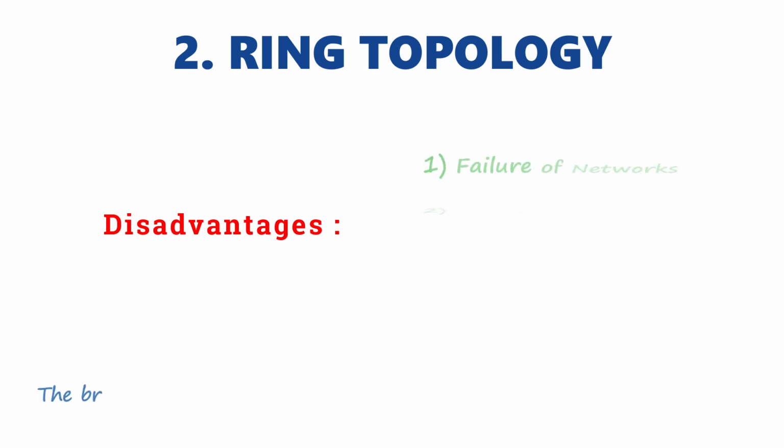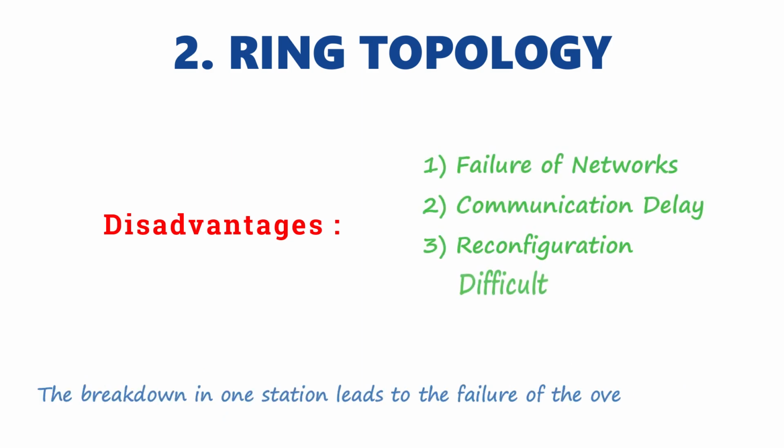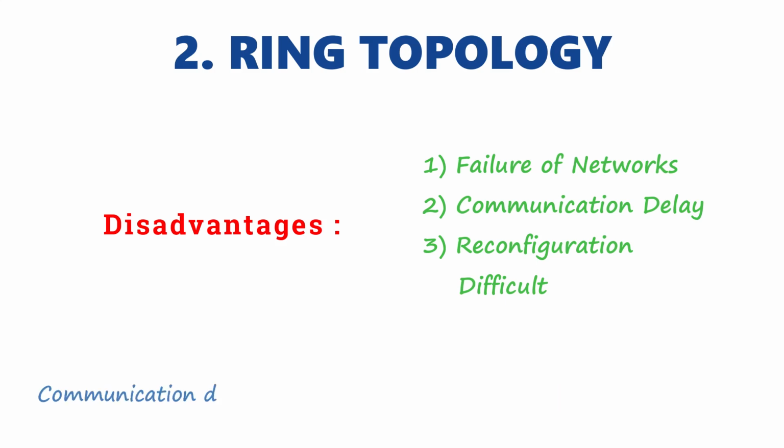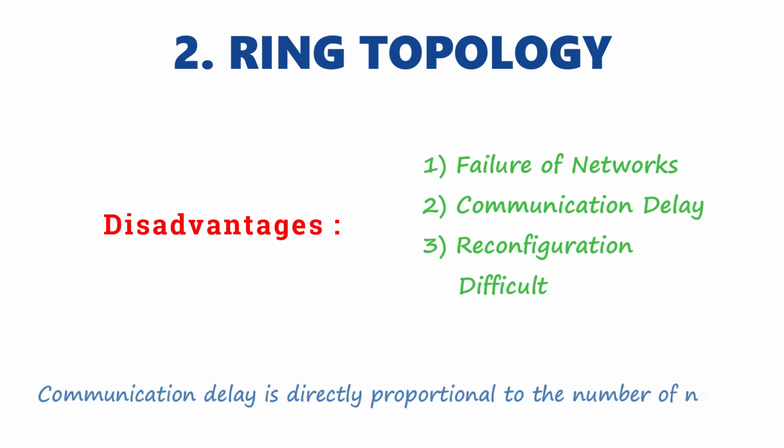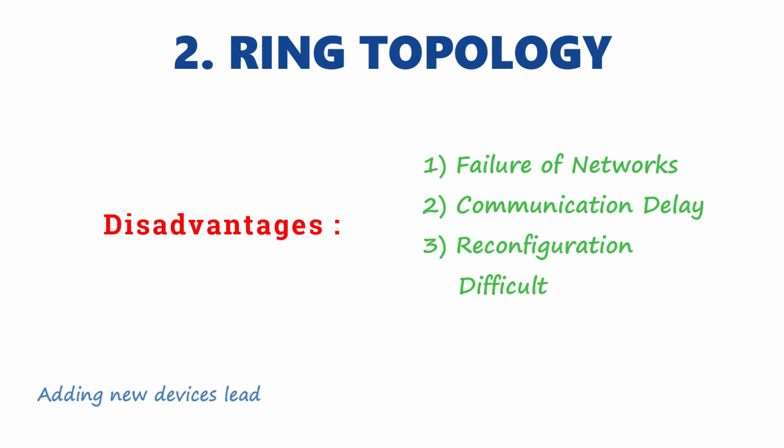Disadvantages of ring topology. The breakdown in one station leads to the failure of the overall network. Communication delay is directly proportional to the number of nodes. Adding new devices leads to an increase in communication and network delay.